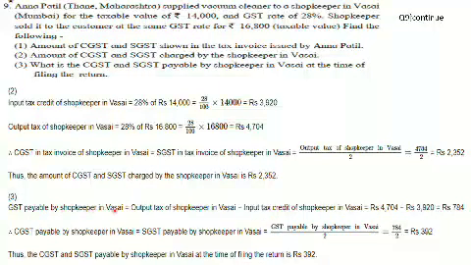GST payable by shopkeeper in Vasai is same as output tax in Vasai minus input tax. Output minus input tax. It is rupees 784. So CGST payable by shopkeeper in Vasai is same as SGST, which is GST by 2. So 784 by 2, it is 392 rupees. So CGST and SGST payable by shopkeeper in Vasai at the time of filing the return is rupees 392. So calculate it step by step.